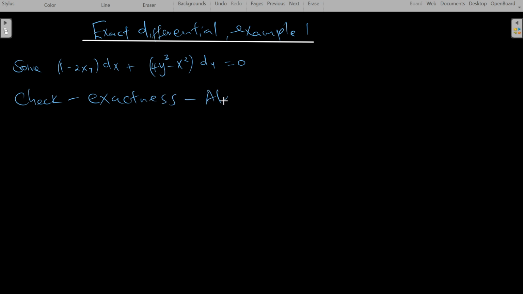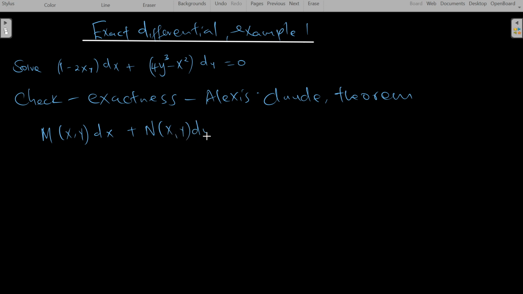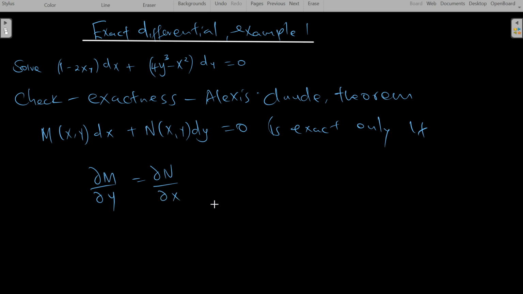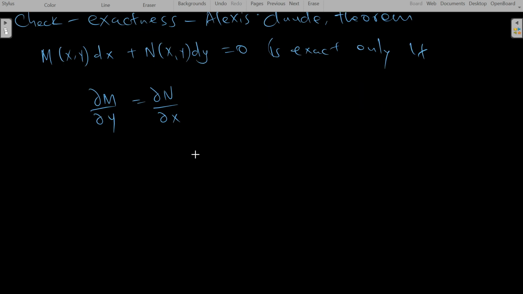This is using Clairaut's theorem. Now we are saying if I take M of x, y dx added to N of x, y dy equals 0, it is exact only if the derivative of M with respect to y is the same as the derivative of N with respect to x. Now, having this knowledge, we should get the derivative of M and N.